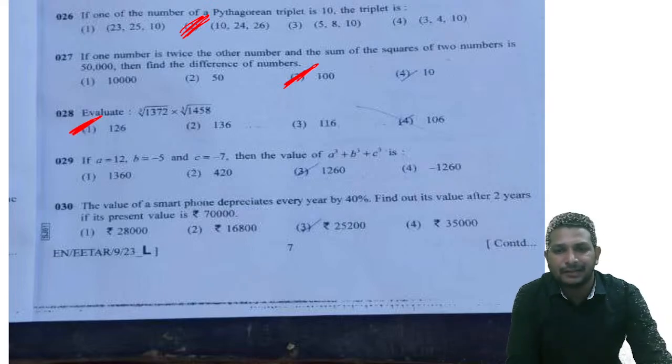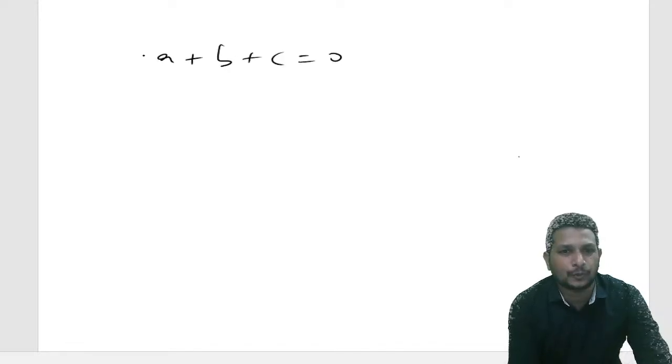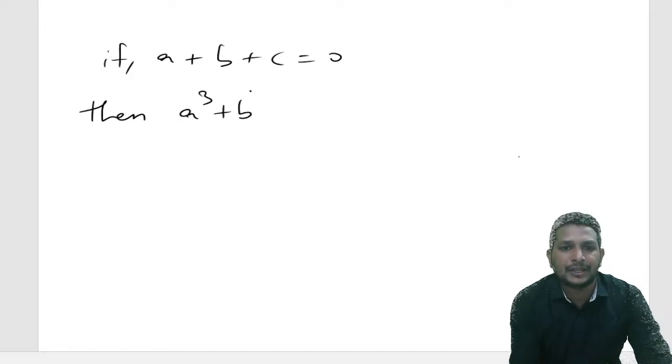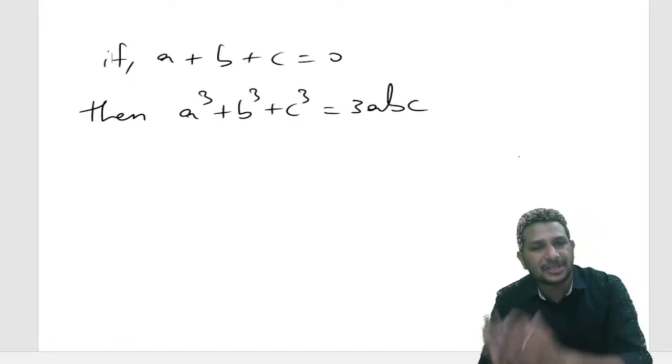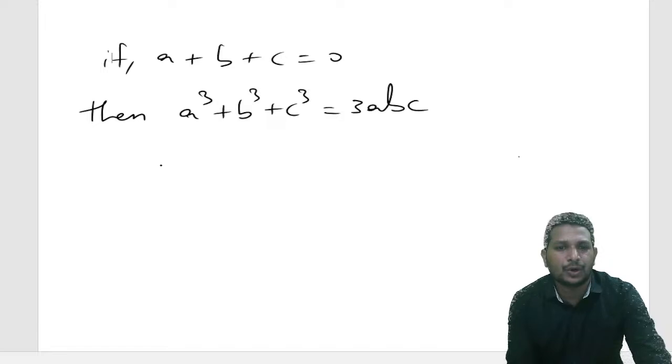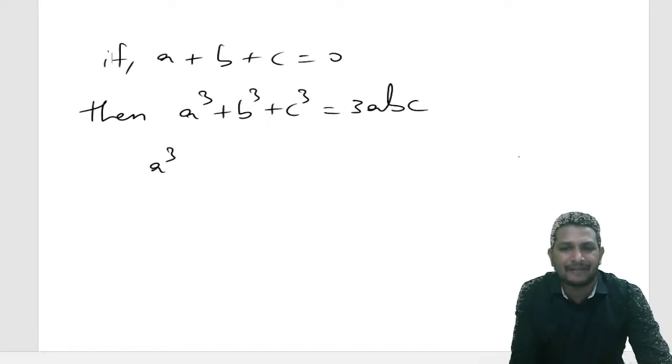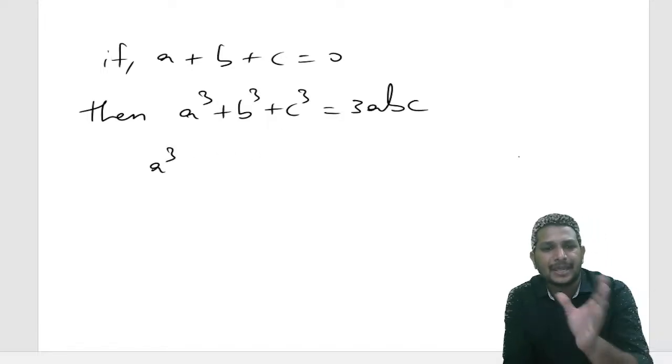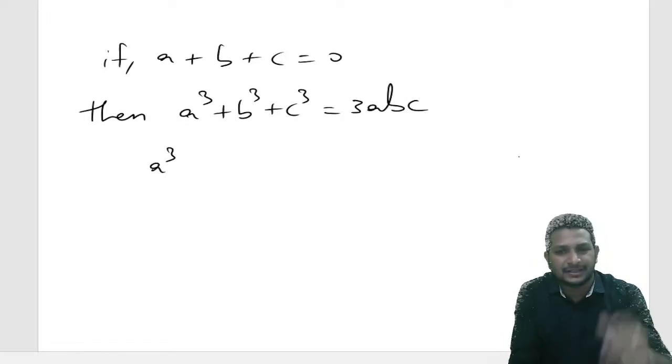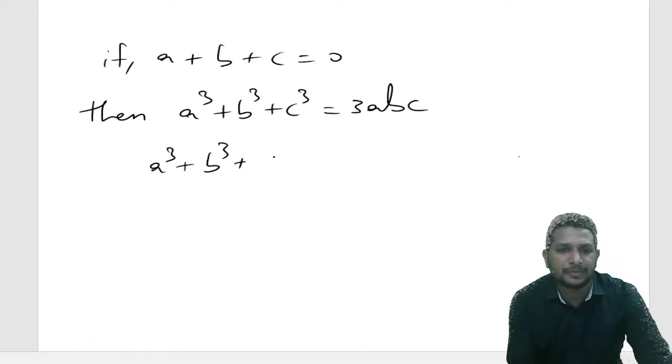So let's see that identity. If a plus b plus c is 0, then a cube plus b cube plus c cube equals 3abc. Over here also, if you look at these values, if I add the sum a plus b plus c, we are getting 0. That's why we can apply this identity. So a cube plus b cube plus c cube equals what? 3abc.